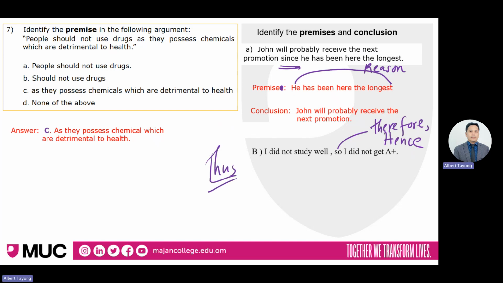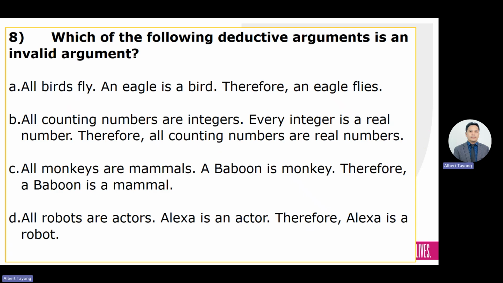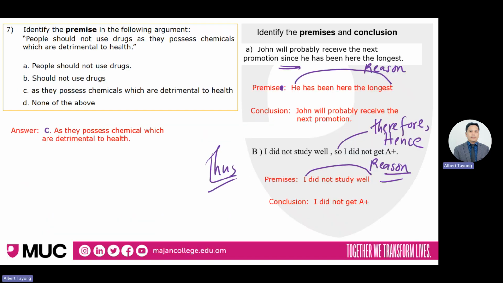So our conclusion here is I did not get A+. What is the reason? I did not study well. Okay, so I guess this one is very, very clear now. Let's go to number 8.